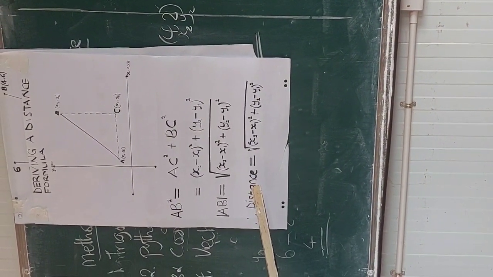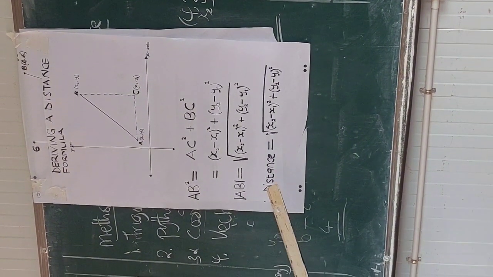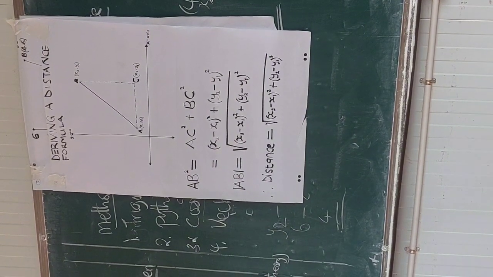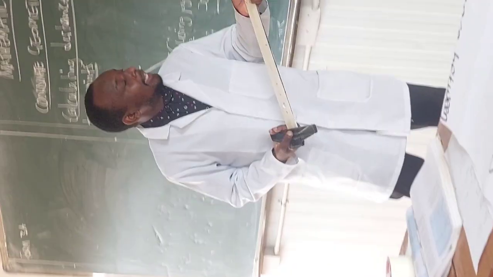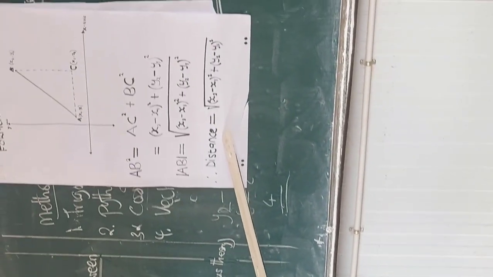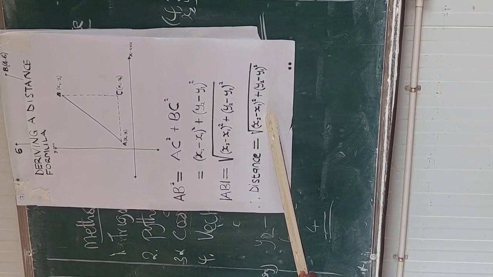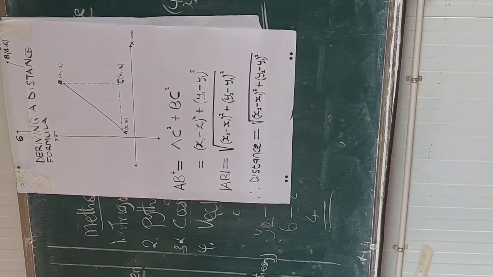No? Okay, fine. Now, the formula for distance is equal to this one. Therefore, for us to get the distance, we are just going to substitute the values which will be given in terms of the coordinates being substituted here. Anyone having a question here?